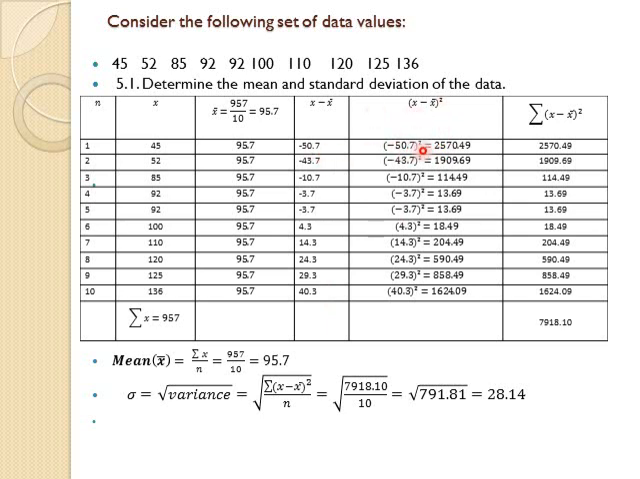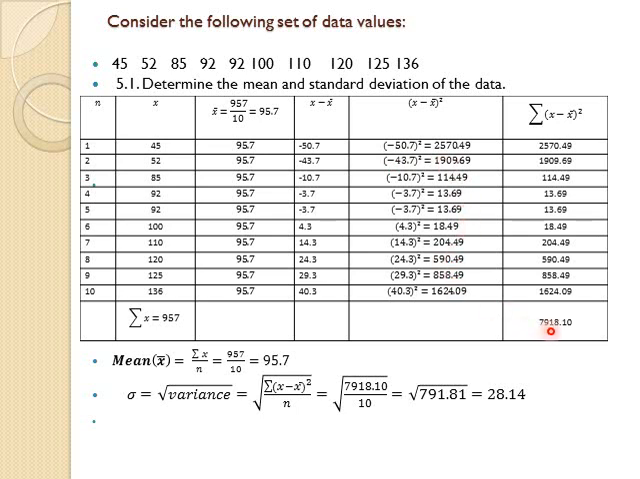So minus 50.7 squared gives me 2570.49. Minus 43.7 squared equals 1909.69. Minus 10.7 squared, 114.49. If we continue in that vein, there's all the values I get. So now I'm going to add all these values. If I add all 10 values, I get 7,938.10. You can pause here, look at the screen, write it out if you want to, and double check.